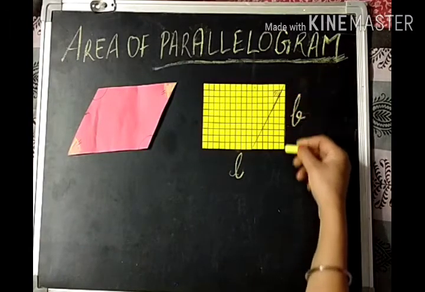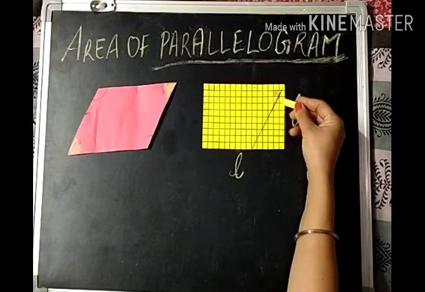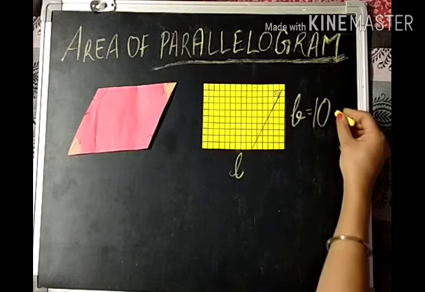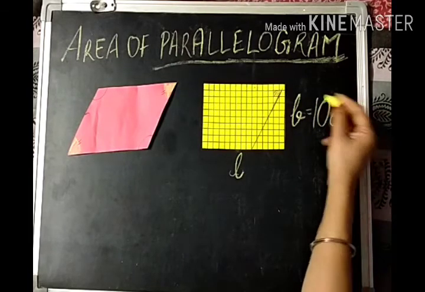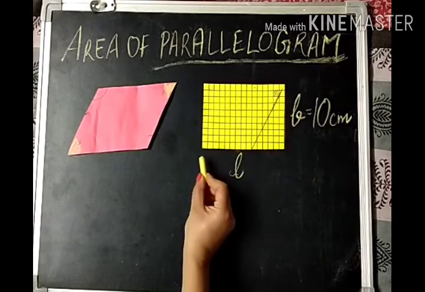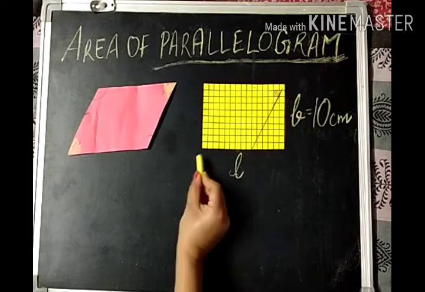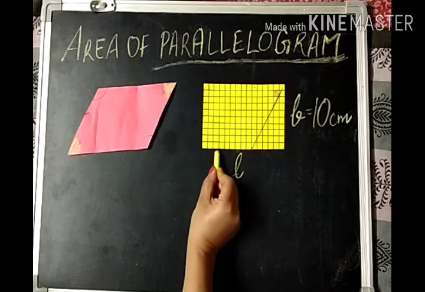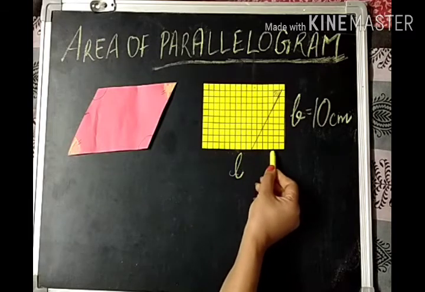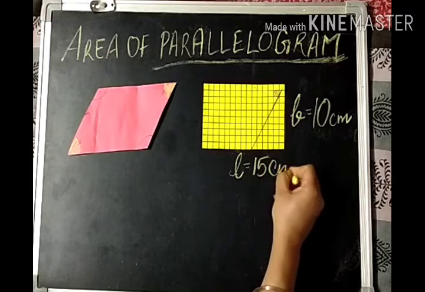Now we can easily count the measure of the dimensions. What is the breadth? 1, 2, 3, 4, 5, 6, 7, 8, 9, 10. So the breadth is 10 centimeters, as one side of the square is 1 centimeter. Here the length is 1 centimeter, 2, 3, 4, 5, 6, 7, 8, 9, 10, 11, 12, 13, 14, 15 centimeters.